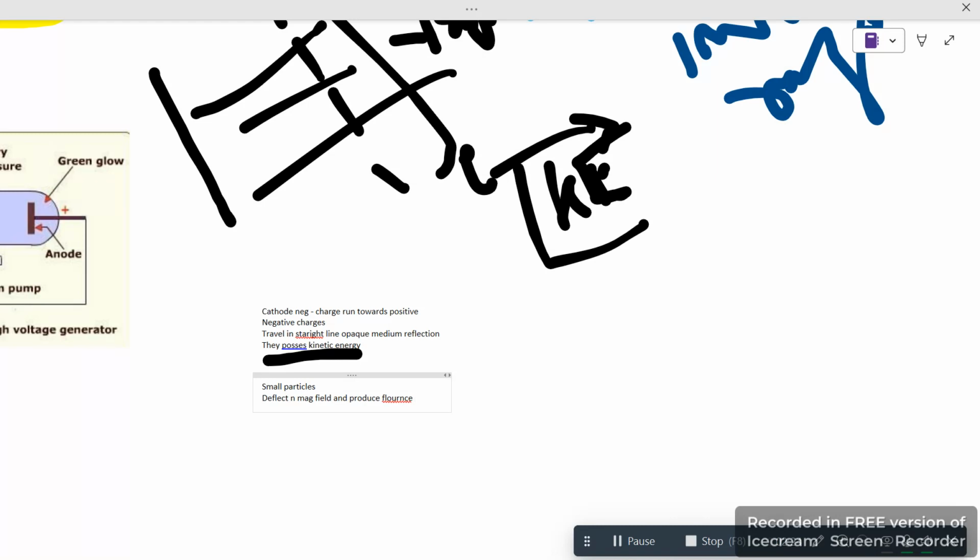And then we saw that they deflect in an electric field, forming negative. That is common, as we discussed in the last videos as well.